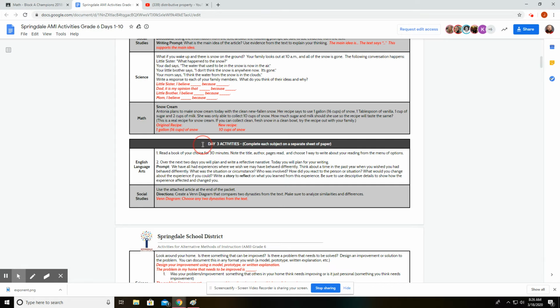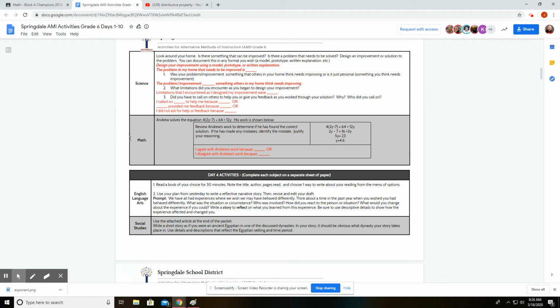So I'm here on day 3, and I'm going to go down to the math section, and it says Andrew solves the equation 4 times the quantity of 2y minus 7 equals 64 plus 12y. His work is shown below. It says to review Andrew's work to determine if he has found the correct solution. If he has made any mistakes, identify the mistake. Justify your reasoning. Here are a couple sentence stems you can use.